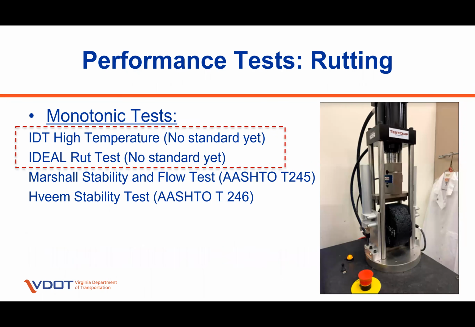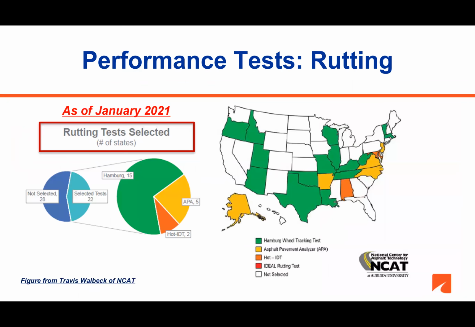There are also monotonic loading-based tests to evaluate the rutting potential of asphalt mixtures. The top 2 tests, indirect tensile test at high temperature and the IDEAL-RT test, are gaining popularity because of their simplicity, the speed of testing, the cost of equipment, and the fact that the same loading frame can be used to perform rutting, cracking, and moisture damage tests. VTRC will soon publish a report recommending these 2 tests for evaluating rutting potential of asphalt mixtures. So please stay tuned.